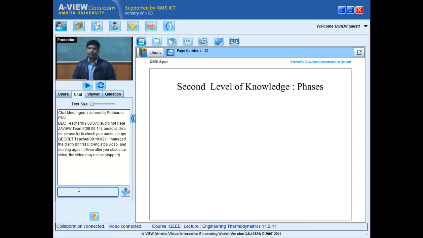The next level of knowledge. Once you are through with the components, then you need to know the phases. Are the phases changing within your system, or is the phase remaining the same and nothing is happening? It is very important to know the phases more and more with time.